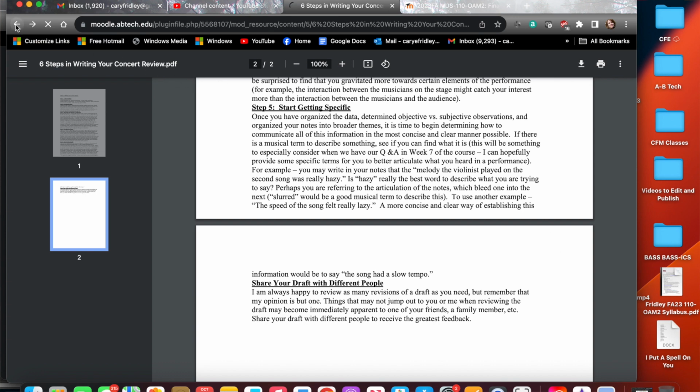And finally, share your draft with different people. I am always happy to review as many revisions of a draft as you need, but remember that my opinion is but one. Things that may not jump out to you or me when reviewing the draft may become immediately apparent to one of your friends, a family member, etc. Share your draft with different people to receive the greatest feedback.